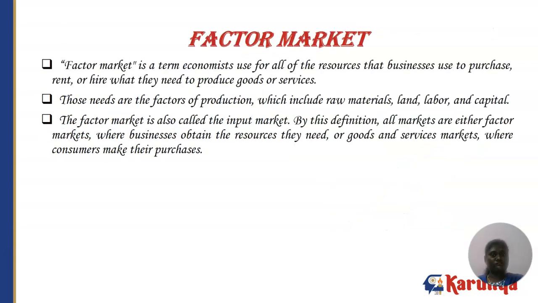Next we'll be seeing about the factor market. Factor market is a term economists use for all the resources that businesses use to purchase, rent or hire what they need to produce goods or services. Those needs are the factors of production, which include raw materials, land, labor, and capital. These are all resources that a business normally uses to produce, hire or rent when they have to produce a product or service.